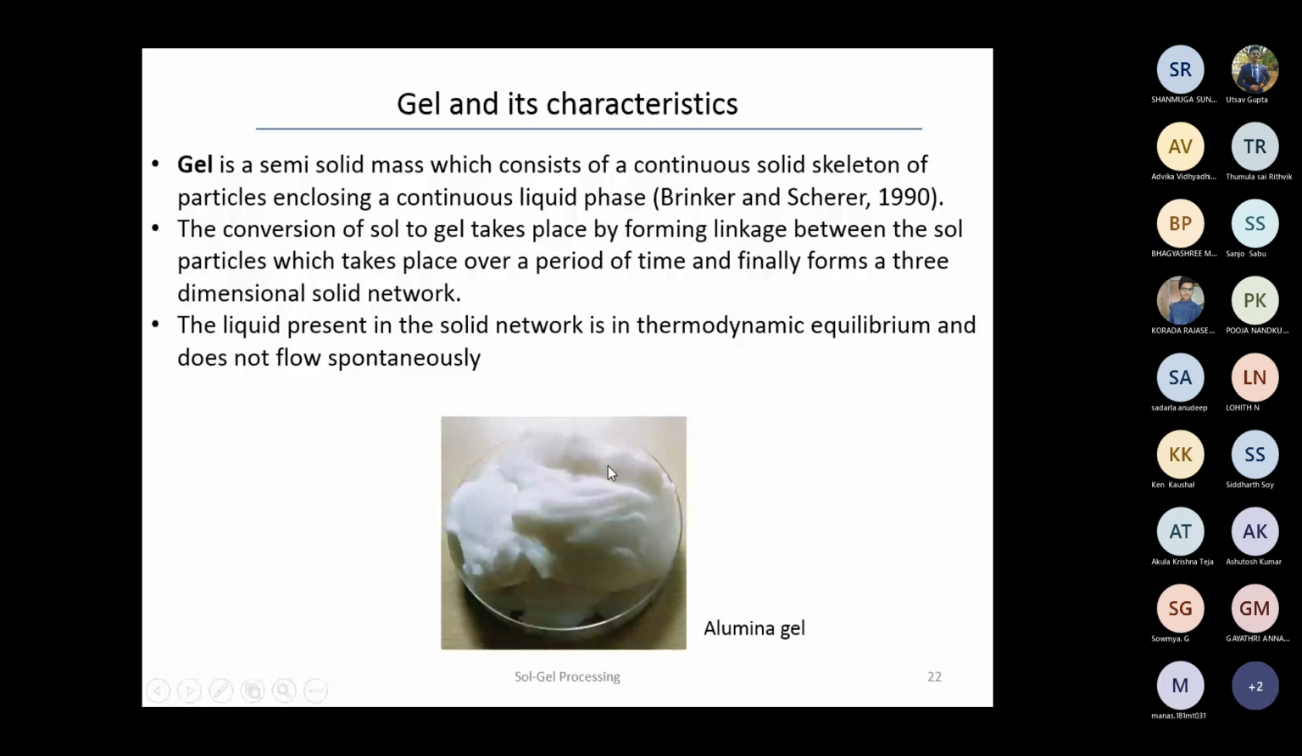So it will not flow; the liquid will stay in the solid network, and this is an example of alumina gel. Companies like Carborundum Universal, an abrasive company, extensively use the sol-gel method to prepare their abrasives, mostly alumina-based abrasives, Al2O3-based abrasives.